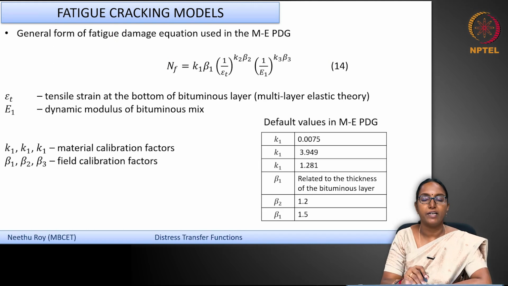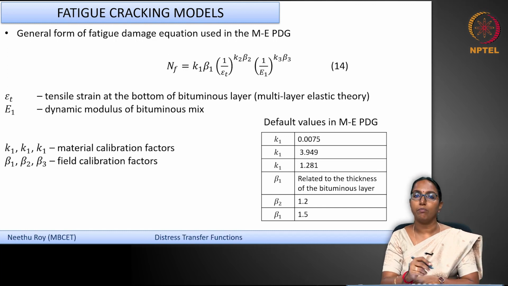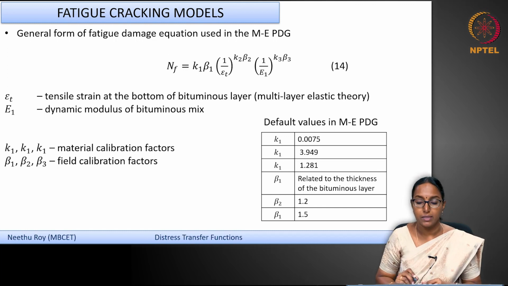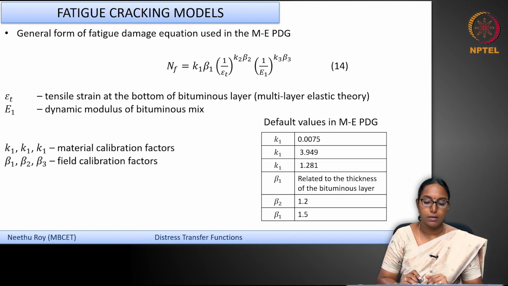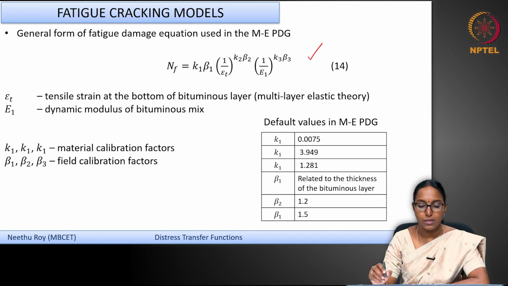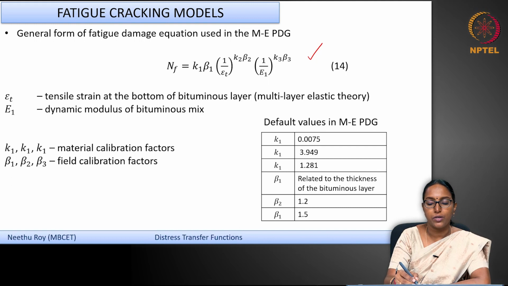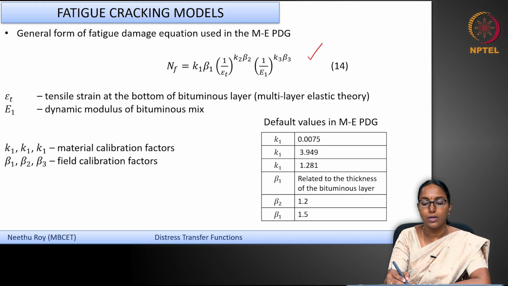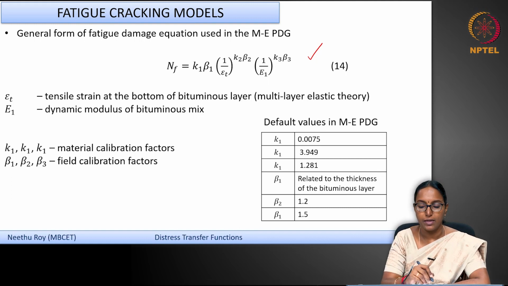Okay. The fatigue damage equations are provided in the MEPDG, the Mechanistic-Empirical Pavement Design Guide. Again, that is on similar lines, but there are certain calibration factors which are incorporated. So, you can see the general form given in the MEPDG, which is NF is equal to K1 beta 1 by epsilon T raised to K2 beta 2 and 1 by E1 raised to K3 beta 3. Here epsilon T, E1 and all the definitions are the same as what we have already discussed.